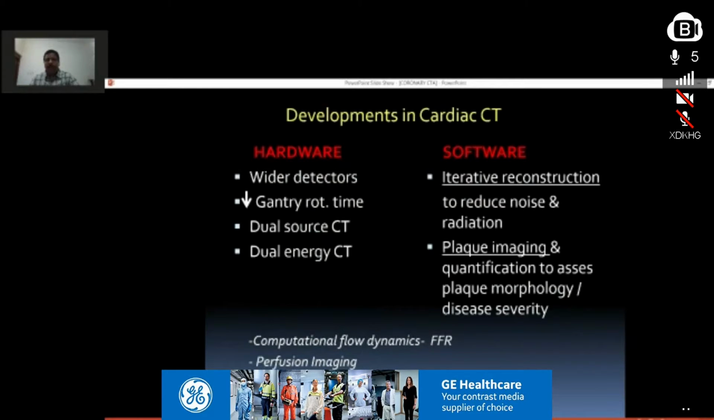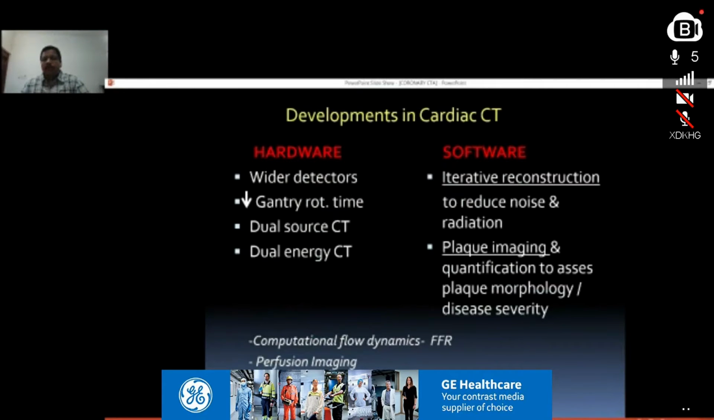Another major shift in cardiac CT has been the dual source scan, in which 2 X-ray tubes are placed perpendicular to each other, and the dual energy CT uses two differential energies being emitted either through a single source or a dual source, improving the tissue contrast resolution.